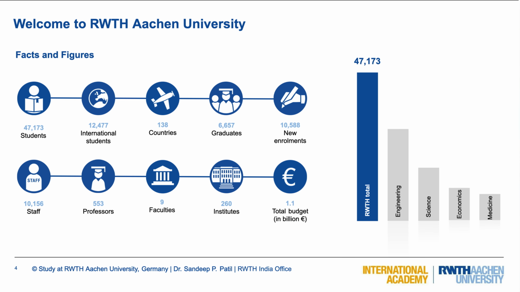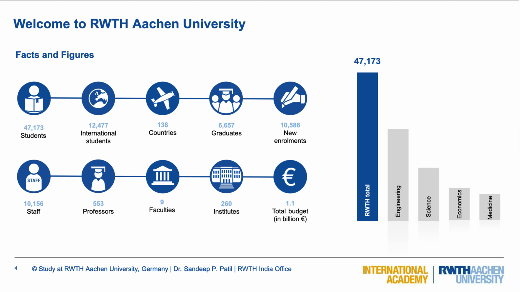If you look at these facts and figures, at RWTH we have more than 47,000 students on campus, out of which 25% students, which is more than 12,000 students, are coming from an international background. They're coming from 138 countries. So you can imagine having a class. Some of them are Chinese, Indians, Latin Americans, Middle East, then European students as well as American students. So you will see the variety of students in the class.